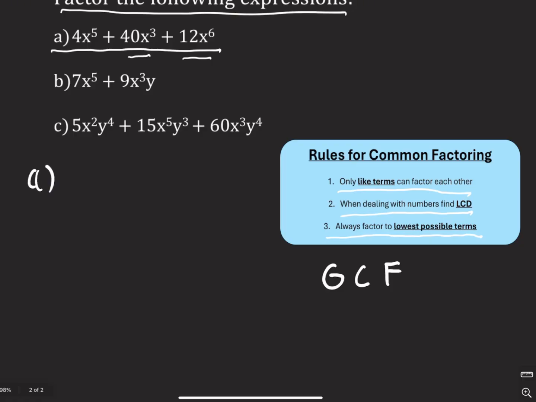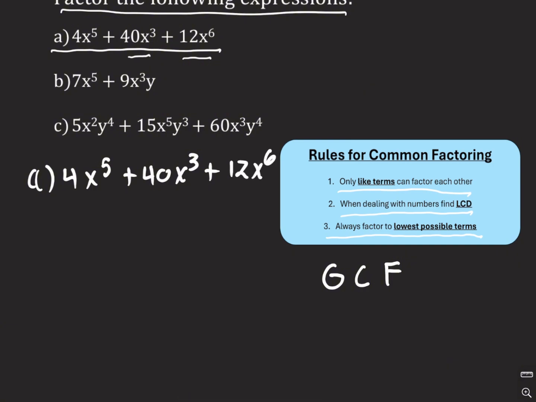So A, if we look here, we've got 4x to the 5 plus 40x cubed plus 12x to the 6. We're going to start with our numbers just like last time. So 4, 40, and 12. Is there any lowest common denominator that we can find between those? Well, each of them can be divided by 4. So that would be our lowest common denominator between those.